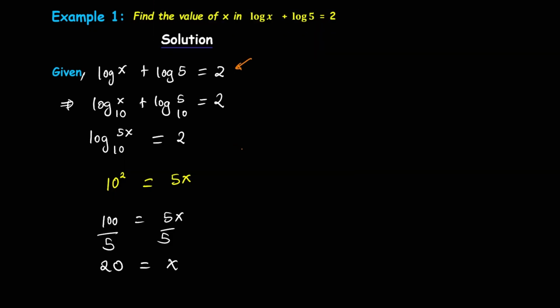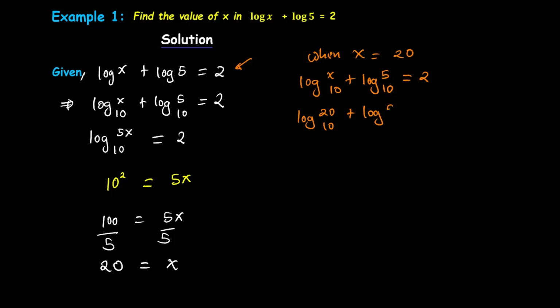But before we conclude, let's first test whether the value of x equals 20 satisfies the equation from the problem. So when x equals 20, from the problem, we have log of x to base 10 plus log of 5 to base 10 equals 2. But our x equals 20, so we will have log of 20 to base 10 plus log of 5 to base 10 equals 2. And from the product rule, we will have 20 times 5, which is the same as 100. So we will have log of 100 to base 10 equals 2.